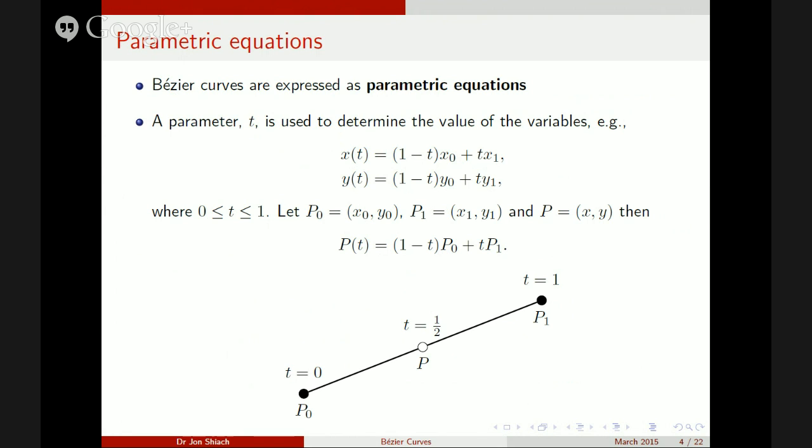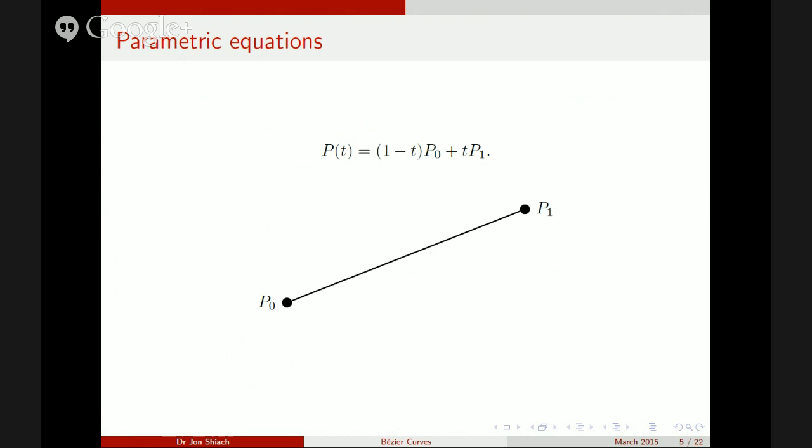That value of t is in the range 0 to 1. It can't be outside that range. So here I've got my line from P0 to P1. When t is 0, this first coefficient, 1 minus t, will be 1. And the second term, t times P1, will be 0. So I've just got 1 times P0.